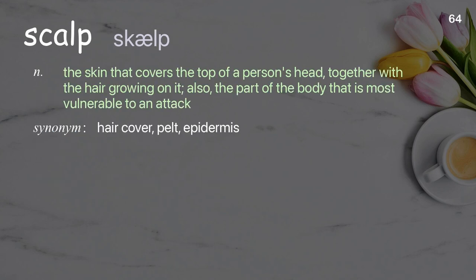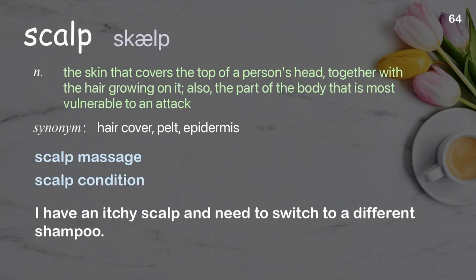Scalp. The skin that covers the top of a person's head, together with the hair growing on it. Also, the part of the body that is most vulnerable to an attack. Examples. Scalp massage. Scalp condition. I have an itchy scalp and need to switch to a different shampoo.